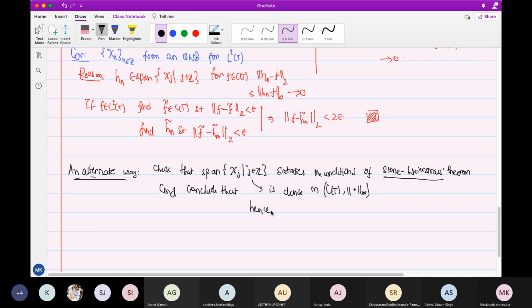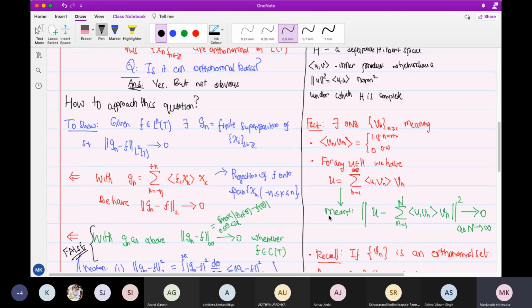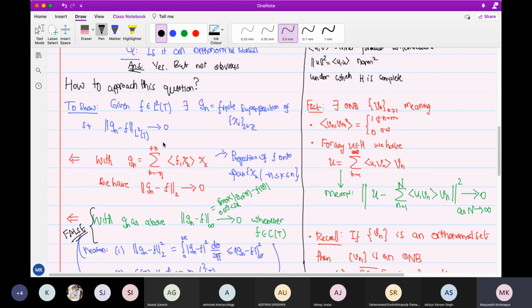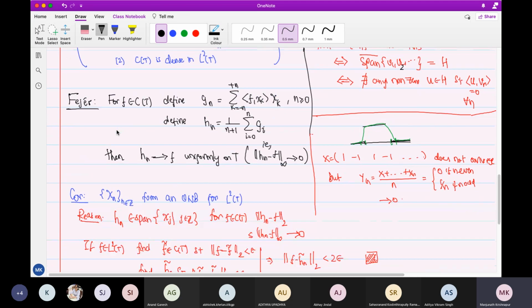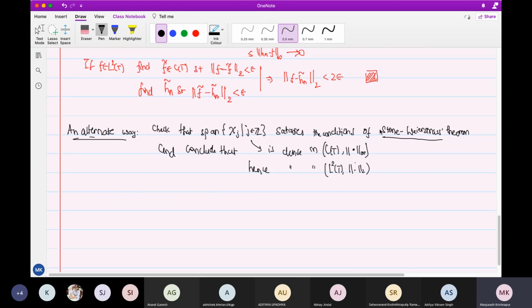Hence, dense in L2 of t with the L2 norm. Okay, so if we are willing to ignore history, then the fact that I wanted to say here, that there exist finite superpositions which approximate in L2, is something that you can get by the Stone-Weierstrass theorem by showing that finite superpositions are dense in the space of continuous functions in the sup norm. That's what Stone-Weierstrass gives you. And then because C of t is dense in L2 of t, you can get this second statement.